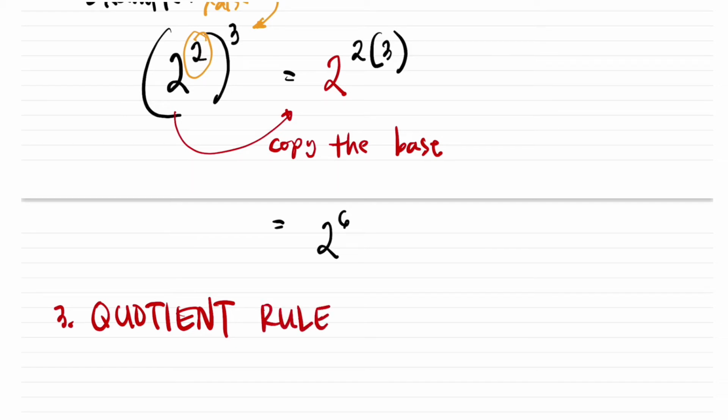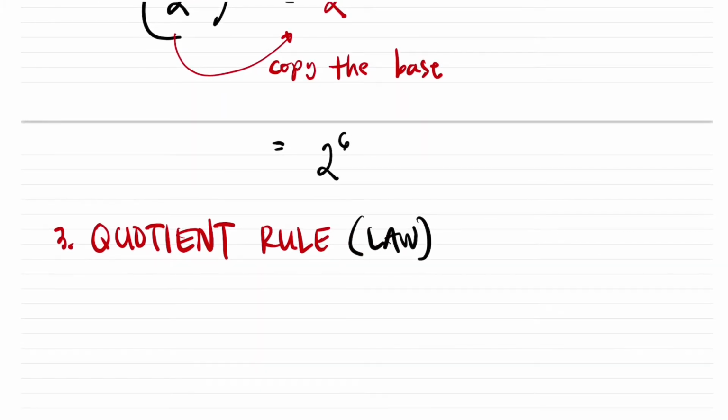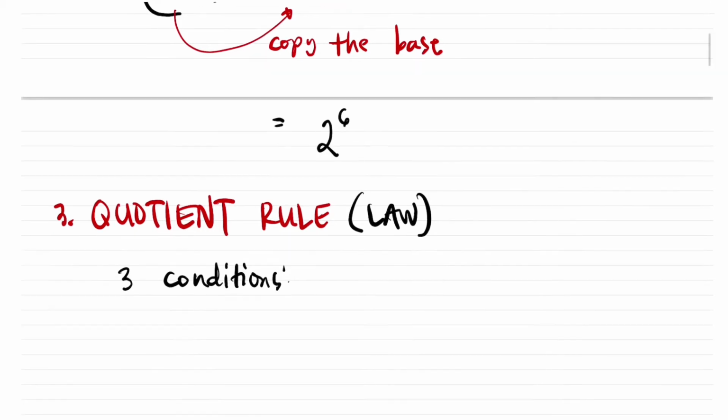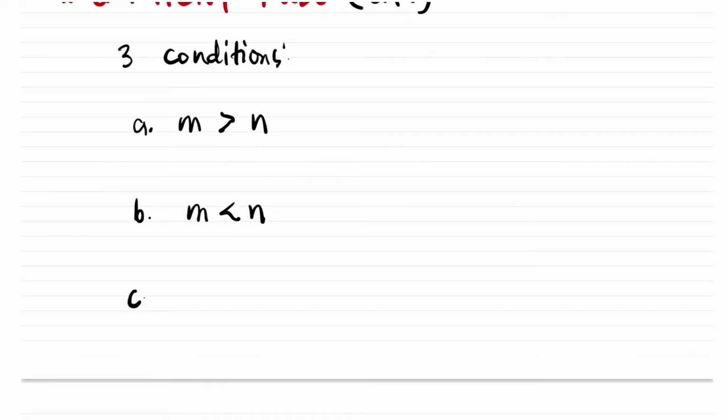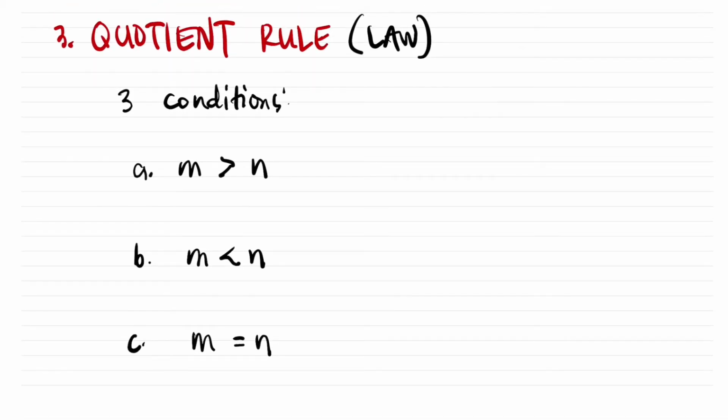Alright, the quotient rule or the quotient law. What is the quotient rule? There will be 3 conditions. For the quotient rule, you have to observe 3 conditions. What are these conditions? The first one is m is greater than n. The second condition is m is lesser than n. And the third condition is m is equal to n. So what do you mean by the first condition? M is greater than n.